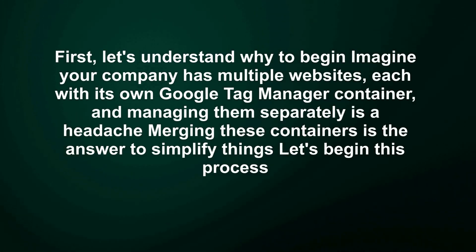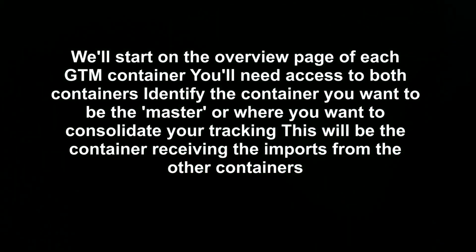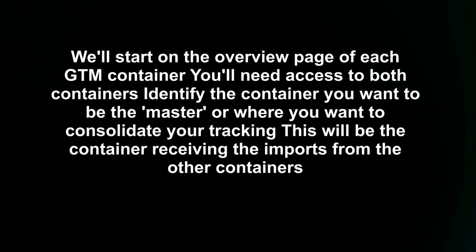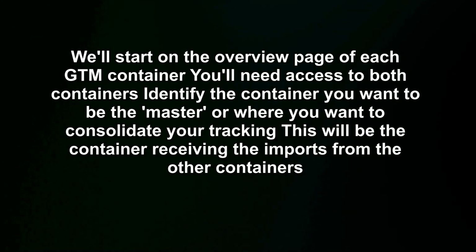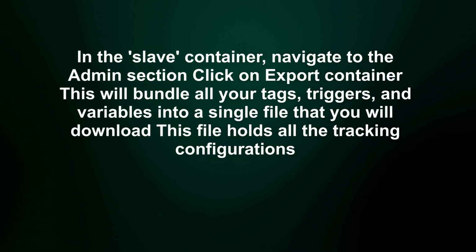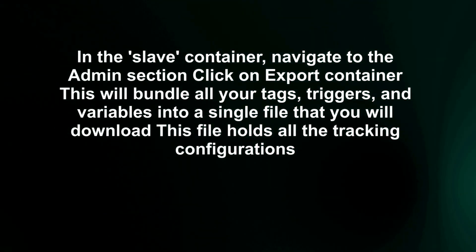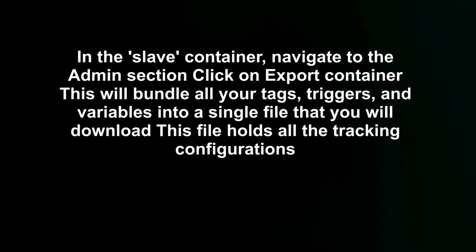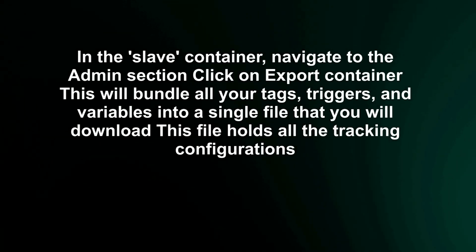Let's begin this process. We'll start on the overview page of each GTM container. You'll need access to both containers. Identify the container you want to be the master or where you want to consolidate your tracking. This will be the container receiving the imports from the other containers. In the slave container, navigate to the admin section, click on Export Container. This will bundle all your tags, triggers, and variables into a single file that you will download. This file holds all the tracking configurations.